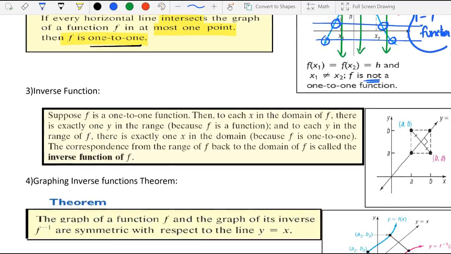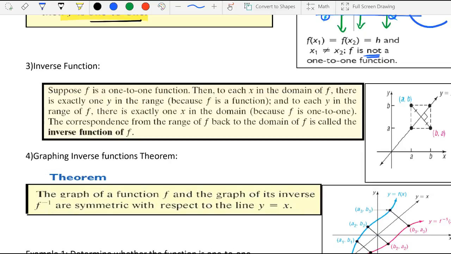Now we're going to get down to the definition of an inverse. Suppose f is a one-to-one function. First we have to identify that f is a one-to-one function. Then to each x in the domain of f, there is exactly one y in the range. So each x has exactly one y. That's just the definition of one-to-one, because f is a function. And to each y in the range of f, there's exactly one x in the domain, because f is one-to-one.